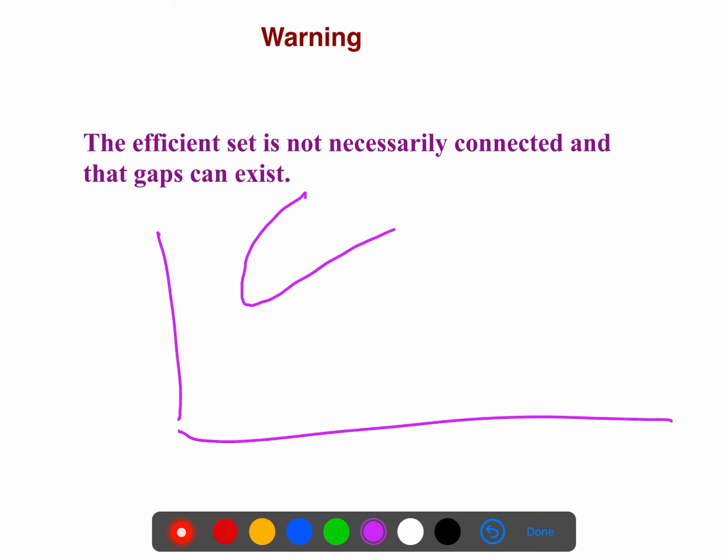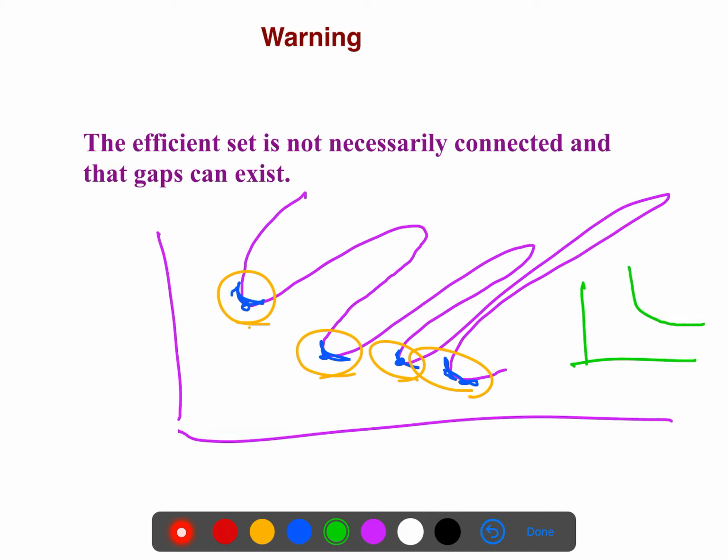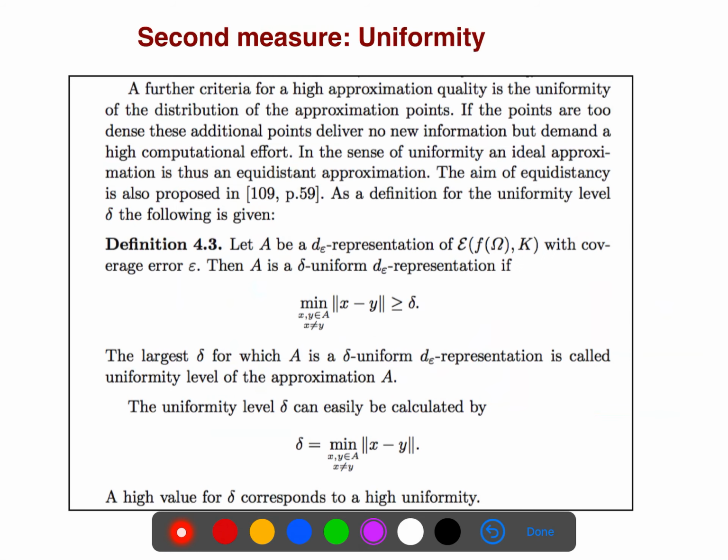For example, you have something like this. This is an efficient point, this is an efficient point, and these are efficient. But there is a gap between these points and these points. So it's not always trivial to say that your Pareto efficient set is connected, with no gap between them. Sometimes you have a jump from one set to another set.